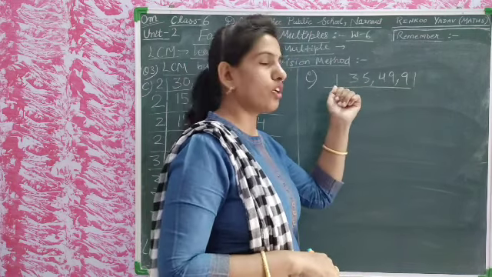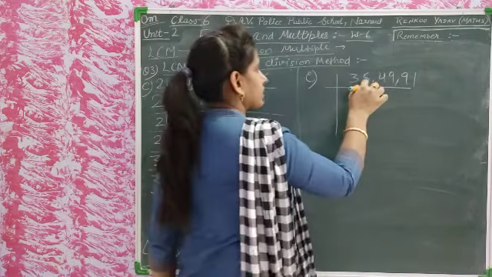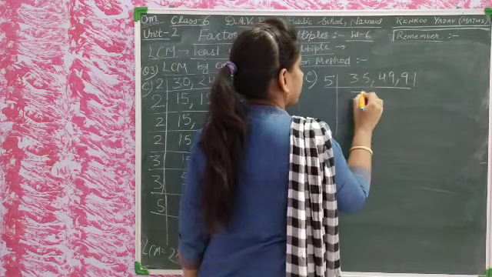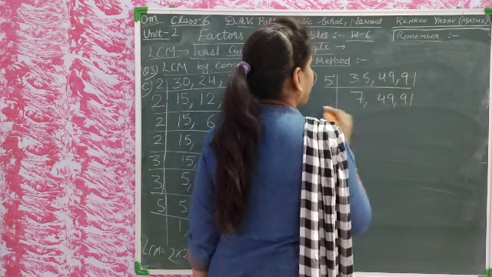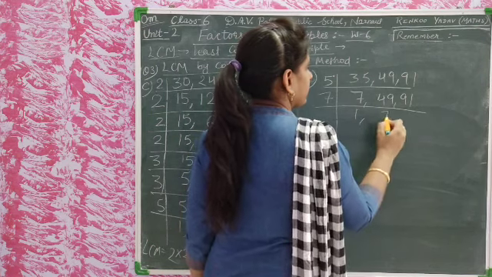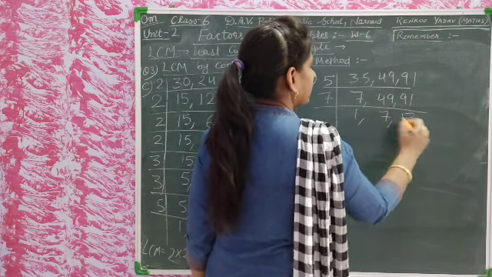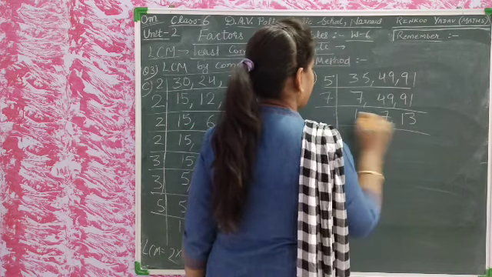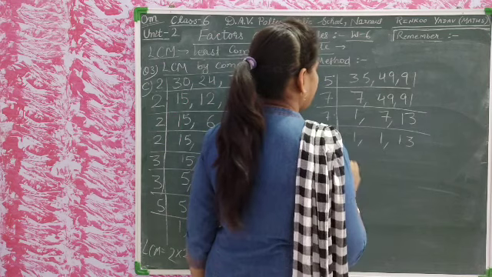Divided by 4? No. Divided by 5? No. Divided by... yes, this one is divided by 5. 5 7s are 35, and the others are not divisible by 5. Now it will be divided by 7. 7 1s are 7, 7 7s are 49, 7 1s are 7, 7 3s are 21. It will be divided again by 7. 7 1s are 7, 7 1s are 7, and that is the 30.